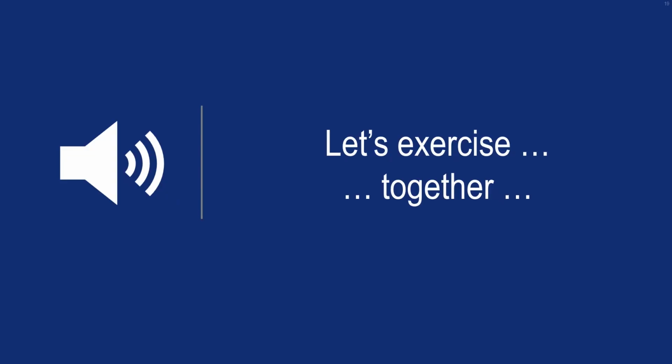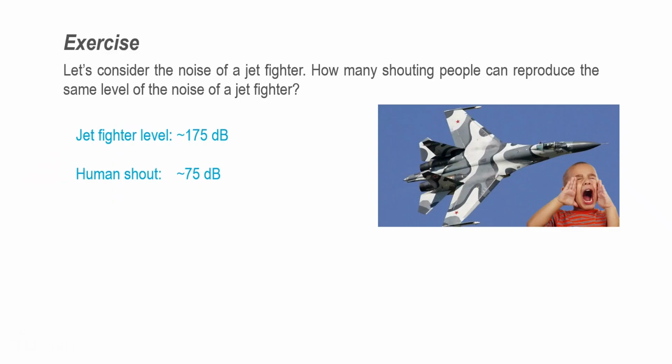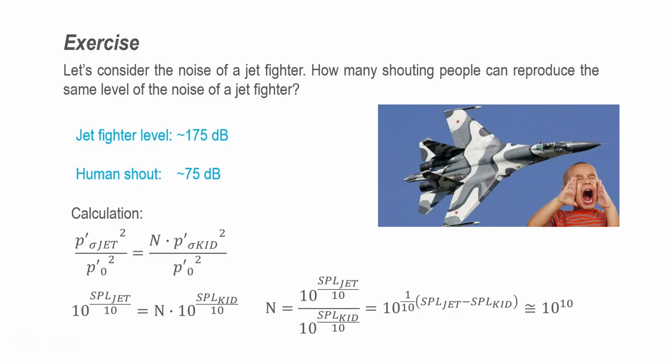Let's consider the noise of a jet fighter. Its sound level is about 175 dB. A human shout is about 75 dB. So how many people shouting do we need to match the noise of a jet fighter? As you can see here, by equating the square of the PRMS of n people shouting to the one of the jet fighter, you can retrieve your n. And the answer is essentially that the entire world population shouting at once will not be able to match a difference of 100 decibels.